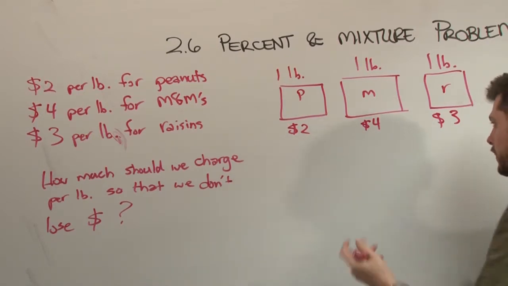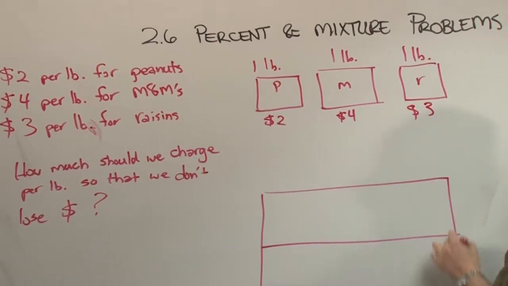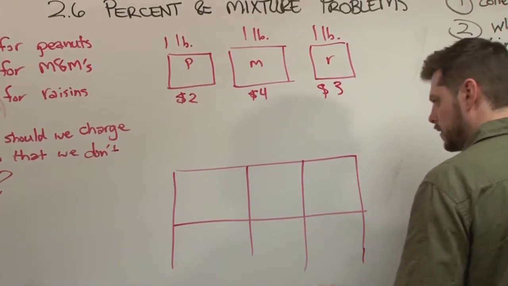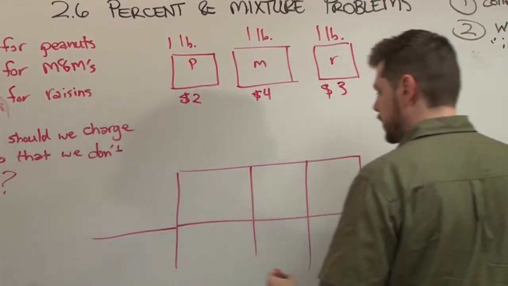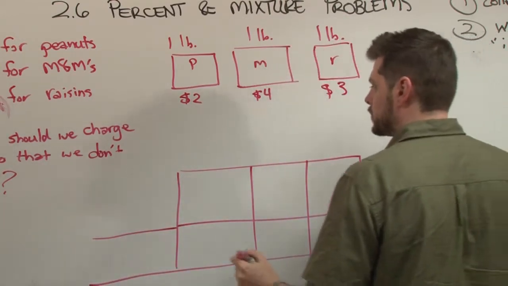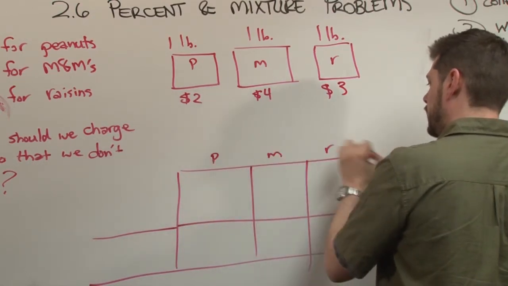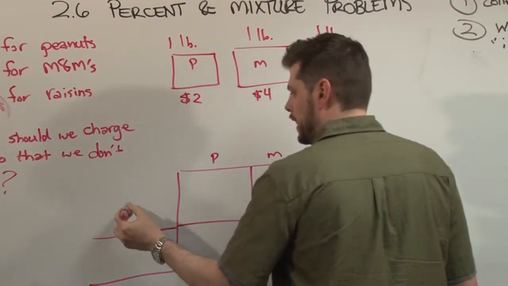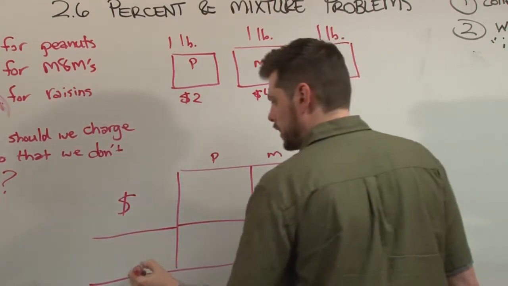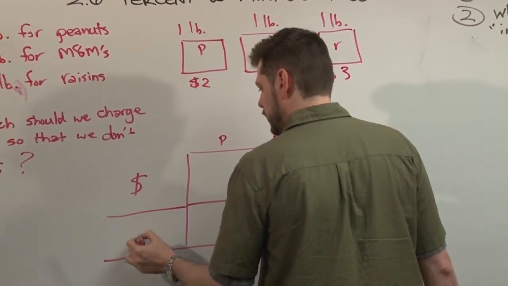It's not the only way that you can do it. It's a way to do it, which is to build a table where you have the objects that are given and you're setting them up and organizing them in a way that makes sense for you to translate from English to mathematics. So let's say we've got our peanuts, we've got our M&Ms, we've got our raisins, and we'll let this row represent the cost, and we'll let this row represent the pounds, right?